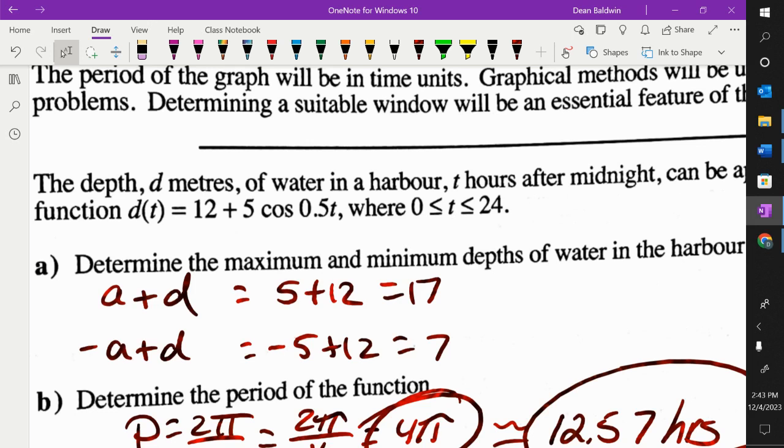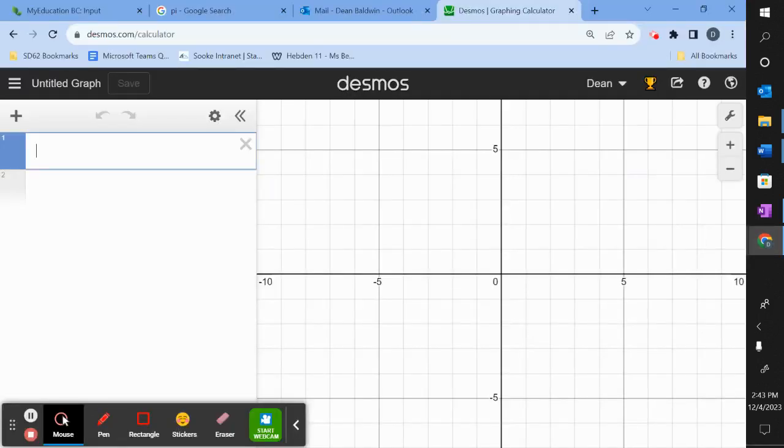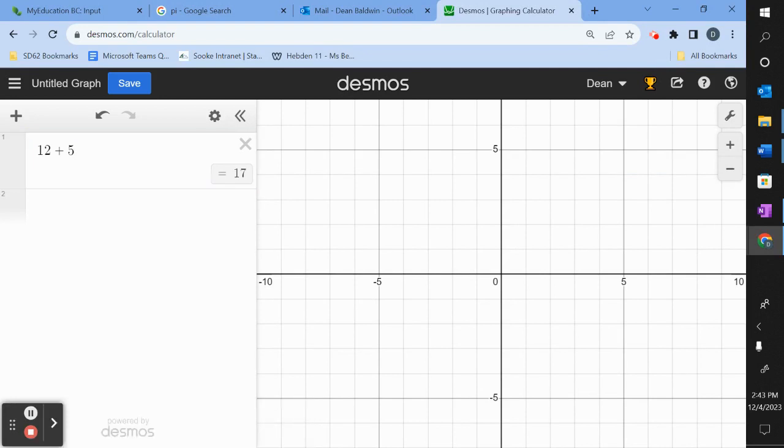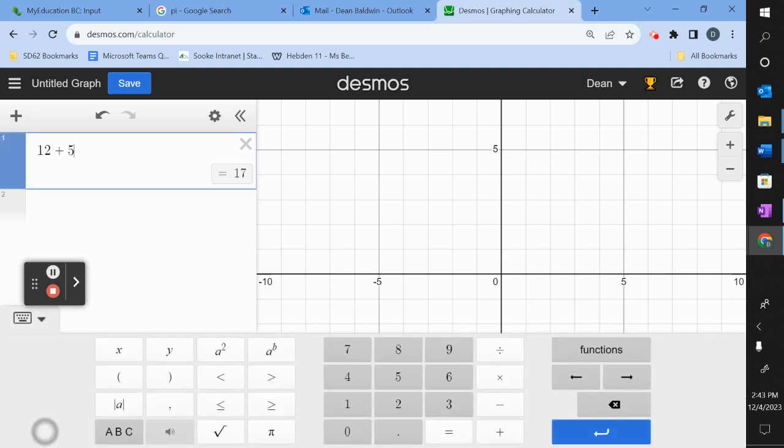All right. Does everybody got Desmos? Can you enter this into Desmos? 12 plus 5 cos 0.5 t. You won't be able to put t in, so put x for t. Okay? If you're looking for the trig function, then just click the little button at the bottom. See this little button here? If you click this, it'll pop up, and you can select the trig function. And functions. Cos. 12 plus 5 cos.